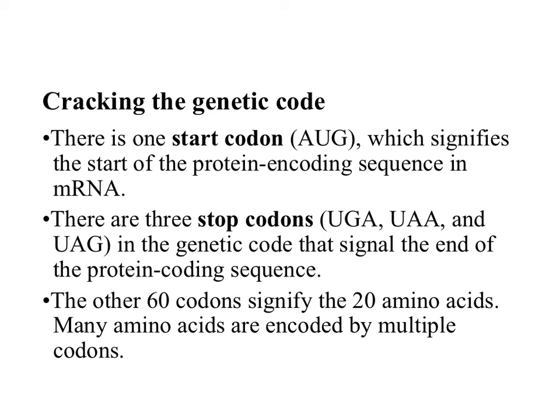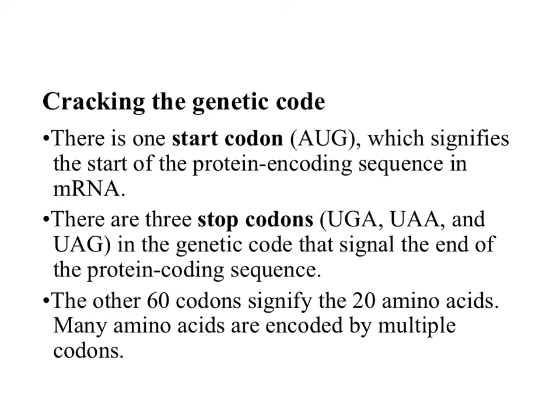And then in addition to knowing when it's time to start making proteins, it's equally important to know when it's time to stop making proteins. So there are 3 stop codons: UGA, UAA, and UAG. Once your body reads any of these 3 codons, it's telling it to stop making protein.